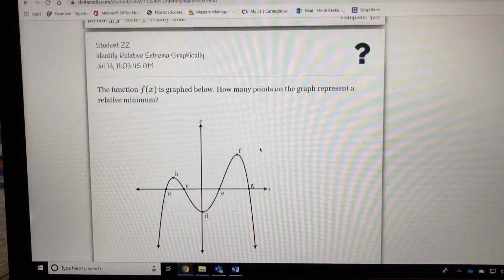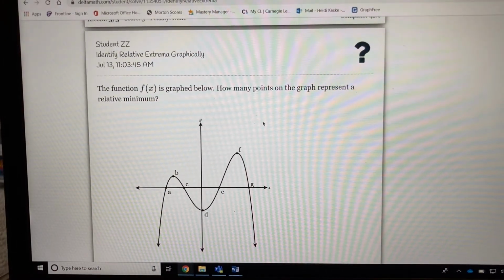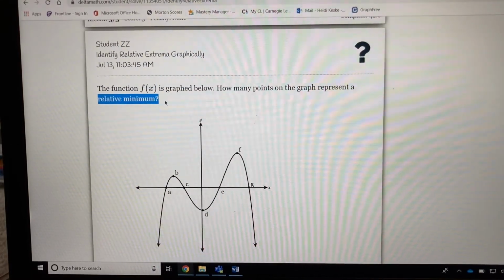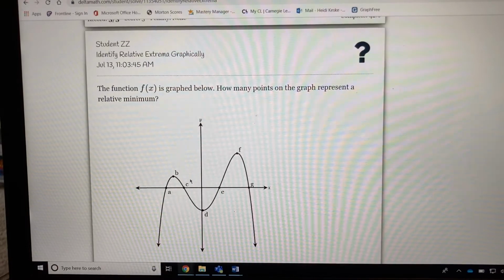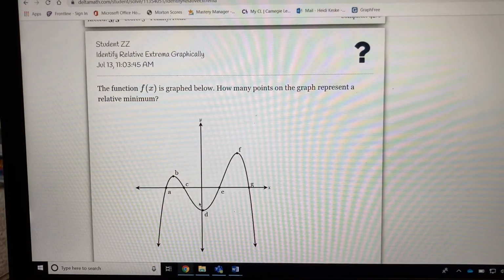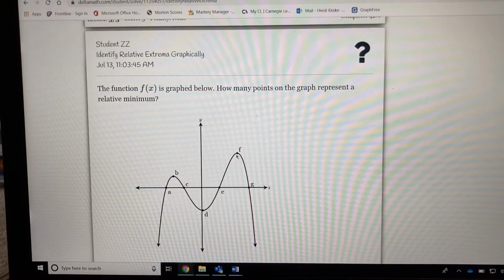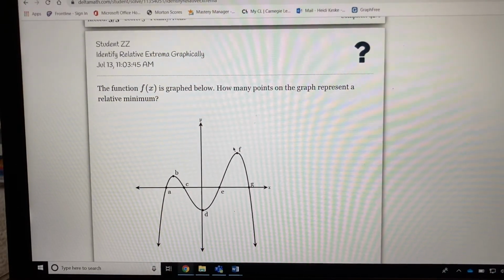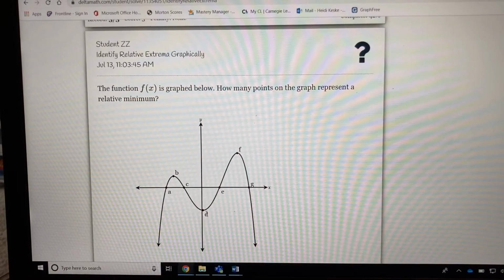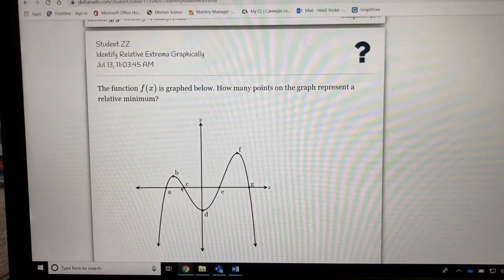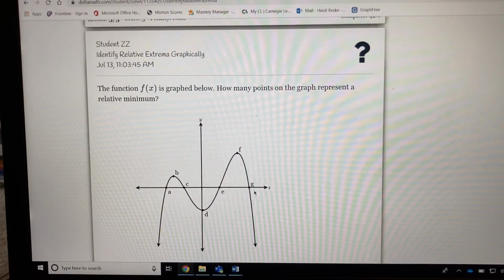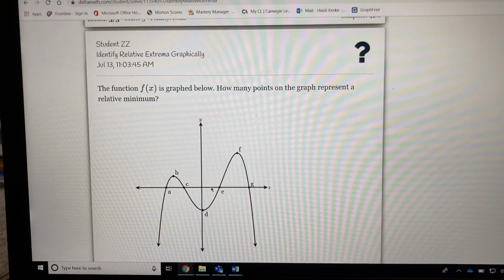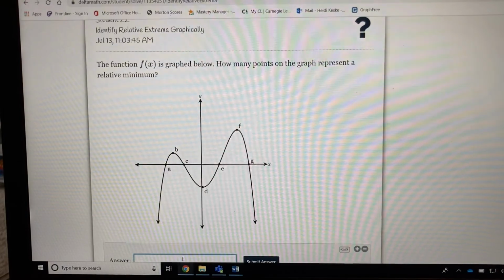All right, here's a good one. Function f of x is graphed below. How many represent a relative minimum? So again, now they're looking at just minimum. So in this function, B is a maximum, D is a minimum, F is a maximum. They want minimum, so it's just one value at D. All the other points aren't relative extremes because they're not maximums or minimums. So one relative minimum at point D on this function.